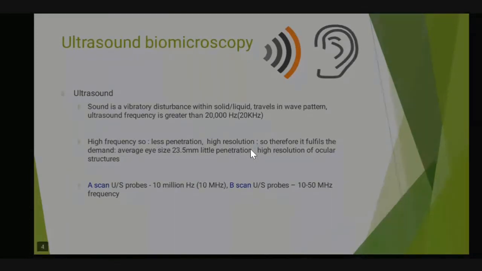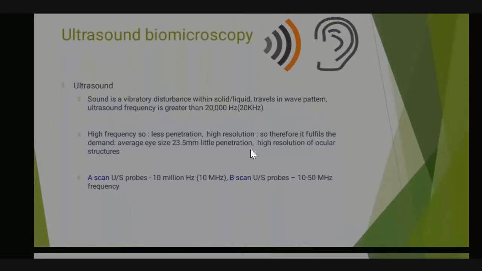In our eyes, the average size of the eye is around 23 to 24 millimeters only, so it requires less penetration only. When it gives less penetration, the resolution also becomes high. Therefore this ultrasound fulfills the demand for capturing the images of our ocular structures.